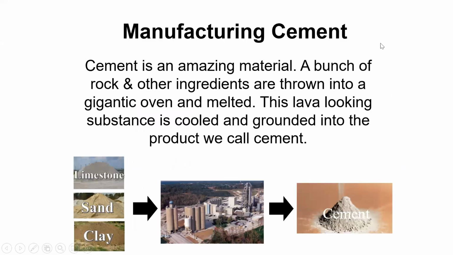So the basics about cement: it's that gray powder that goes into concrete. You take a bunch of limestone, sand, and clay and put it into a gigantic oven called a kiln. It melts down into, in essence, lava. So it's like a man-made volcano inside this gigantic kiln that's really, really hot, 2,700 degrees.